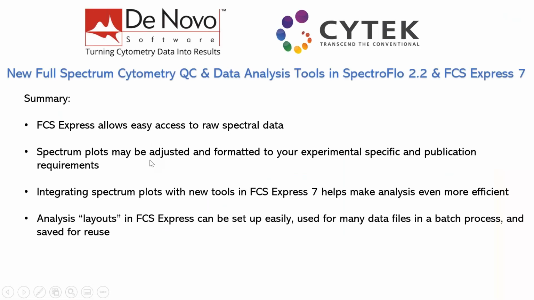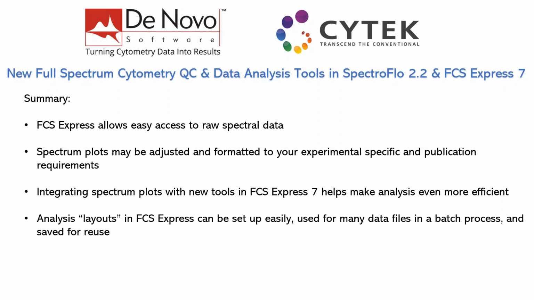So with that, I wanted to summarize that FCS Express 7 really allows you easy access to the raw spectral data. It doesn't mean that you have to use it all the time. It doesn't mean that you have to use a spectral plot. But if you need it, you can access it. You can work with any of the new formatting tools in the software to get that spectral plot to look like what you need and how you like to view it. And again, you can format those so they're specific to your experiment, or they meet specific publication requirements.